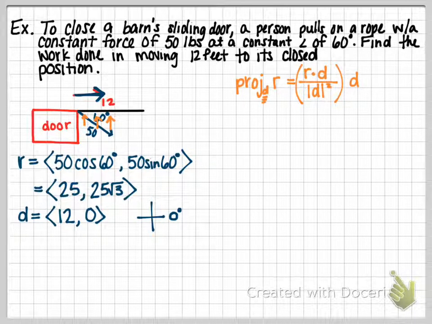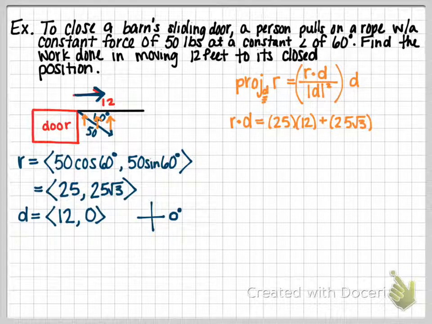So let's first find r dot d. For r dot d, we're going to need to take 25 times 12 plus 25 square root 3 times 0. So 25 times 12 is going to be 300, and that other part is just going to be 0. So my dot product is going to be 300.